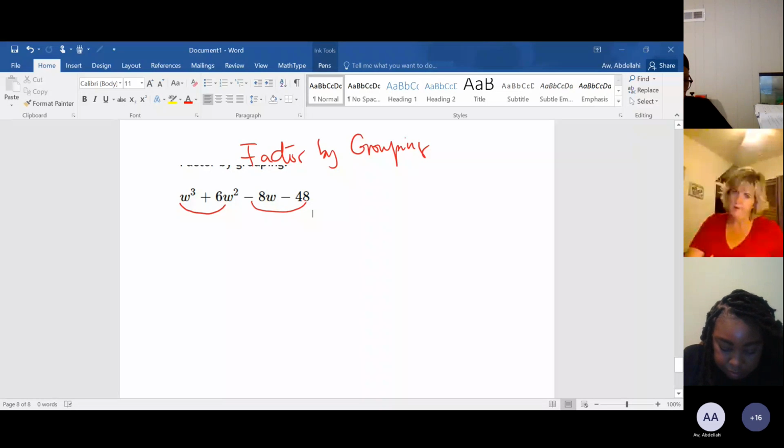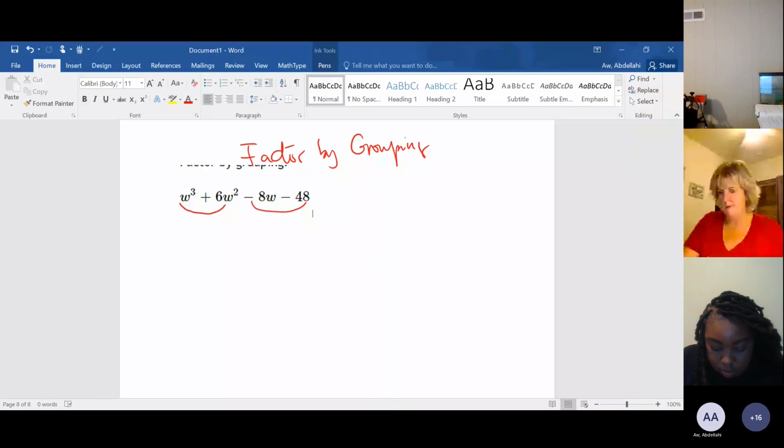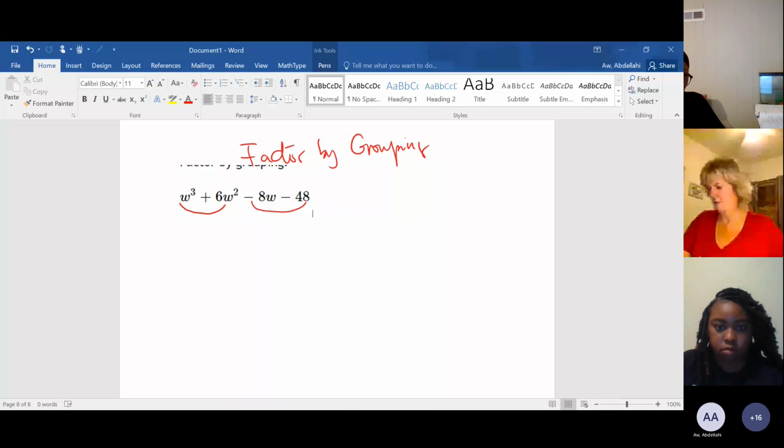The two first neighbors, do not rush. What is the GCF of the two first neighbors? 1 for the numbers, but for the W's, W squared, right? Everybody agree with that? So when we ask you what is the GCF, you have to say the GCF for the numbers as well as for the variables, right? Not only the numbers, you see?